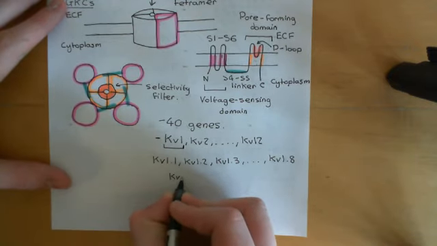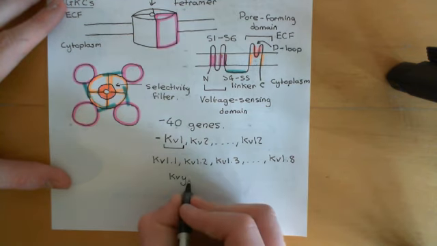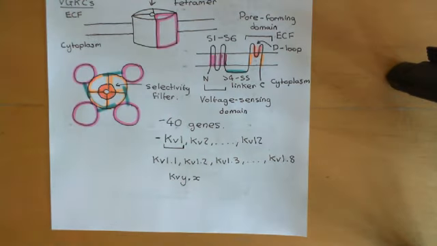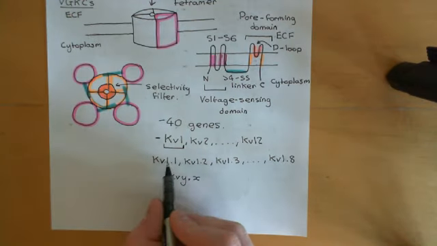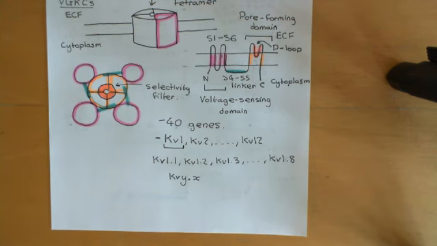So I'll put KV Y for the family, where Y is just a number from 1 to 12, and then you put point X for which family member it actually is. Here we've got family number 1, and then it's the member number after that. So that's the way that the different voltage-gated potassium channel subunits are named.